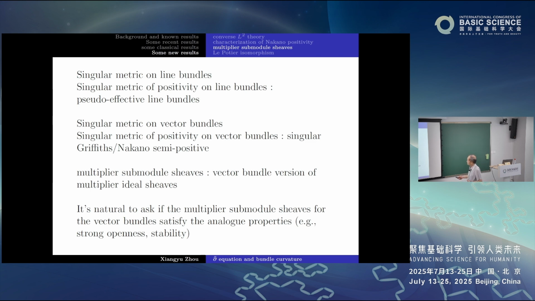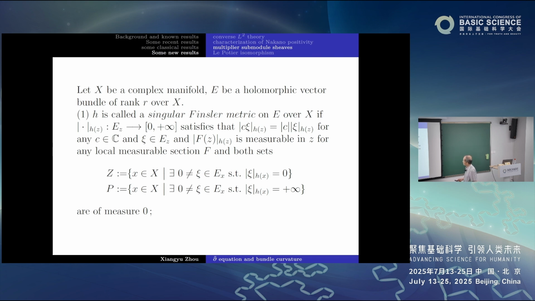So now we have already discussed singular metrics on line bundles and also some positivity on line bundles. It's well known that this concept was extended to vector bundles. People also consider positivity on vector bundles. For such a case, you can still define multiplier submodule sheaves. So it's natural to ask if these sheaves still have analogous properties to the line bundle case, for example, strong openness and stability. So now let's recall some singular metrics, metrics on vector bundles.